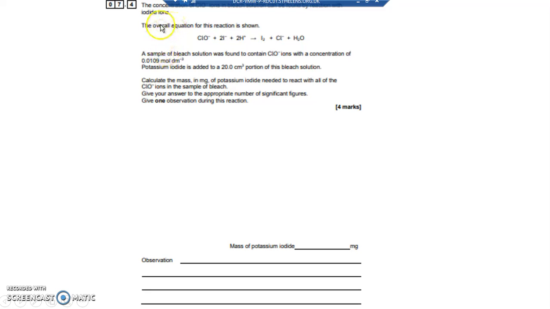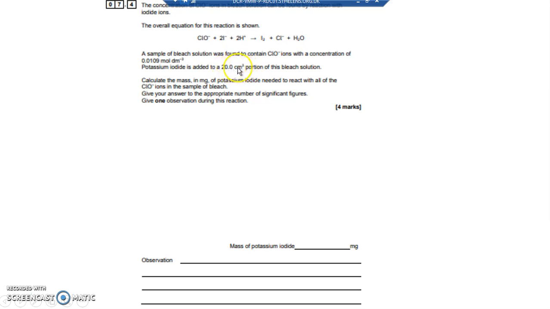Okay, I've got an overall equation, ClO- plus 2I- plus 2H+ makes I2 plus Cl- plus H2O. A sample of bleach solution was found to contain ClO- ions with a concentration. Potassium iodide is added to 20 centimetre cubed of this bleach. Right, so first of all, before I think about anything else, I've got a concentration and I've got a volume.